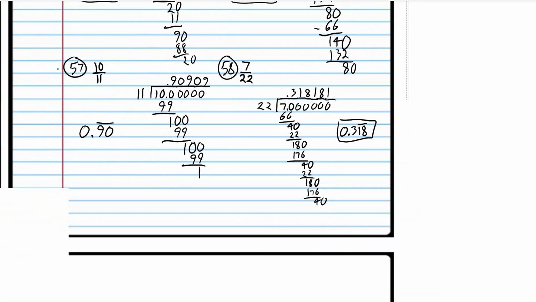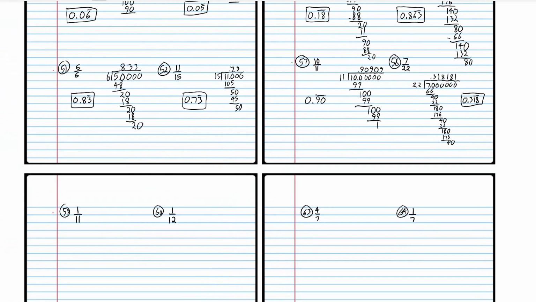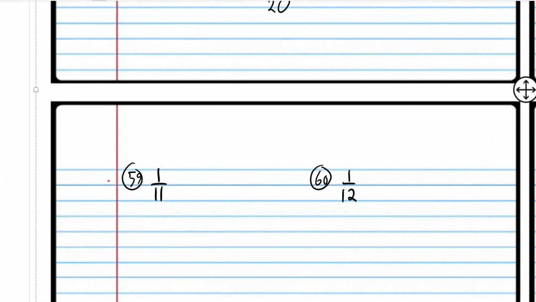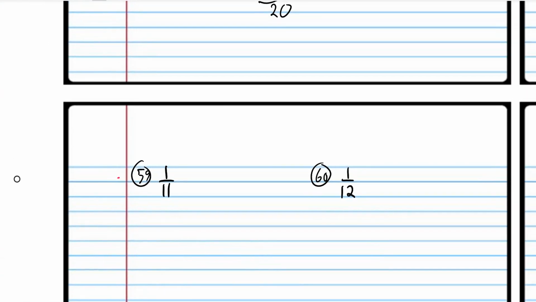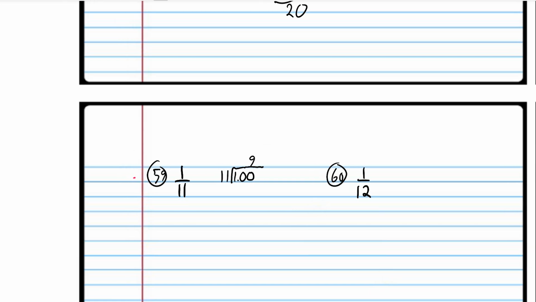All right, so now we're going on to 59. And something different is going to happen with 59. Let's see what happens here. 11 divided into 1. So obviously 11 doesn't go into 1, so put a decimal and put a 0. But 11 still doesn't go in, so you put another 0. 11 into 100 goes 9 times. 11 times 9 is 99. 100 minus 99 is 1.